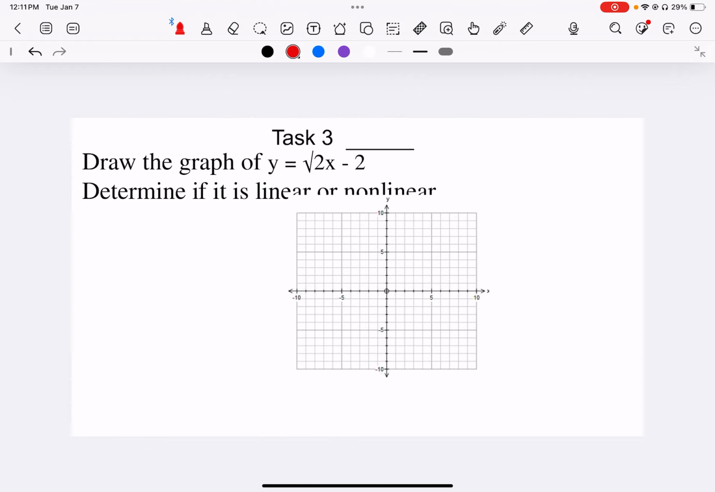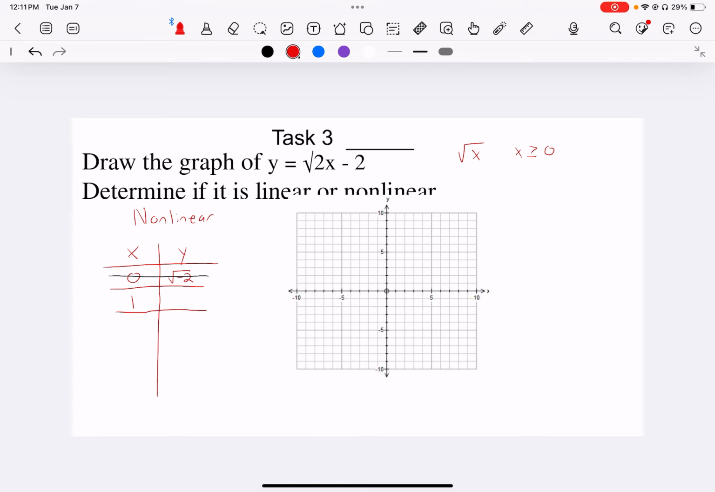Draw the graph of y equals the square root of 2x minus 2. Since I have the square root, I also know that this is going to be a nonlinear function. And I know that the square root of any number is going to have to be greater than or equal to 0, so I cannot take the square root of a negative number. So I'm going to make my t-chart. I'm going to start this time with 0. When I plug in 0, I have the square root of negative 2. Cannot take the square root of a negative number, so I'm not going to graph that.